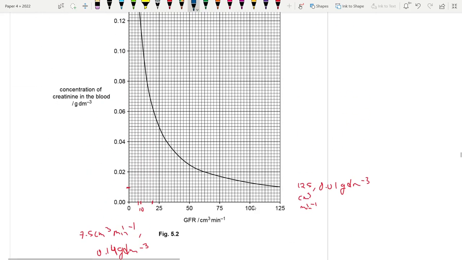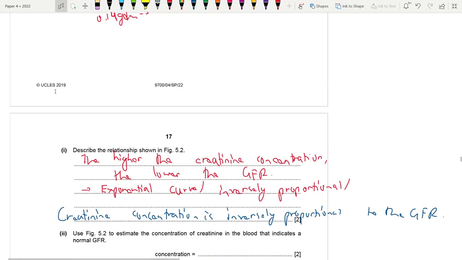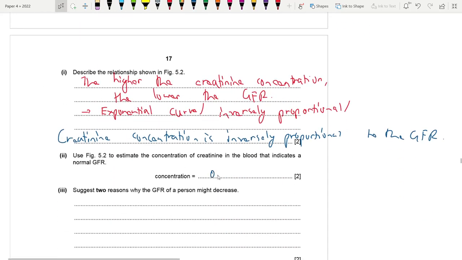So we're looking for 100 GFR. So they're talking about this point over here. So this is 0.01, right? So 0.02, in between 0.012 and 0.014. So it's going to be 0.013. Okay, 0.013 and 1 mark for the unit of gram per dm cube.